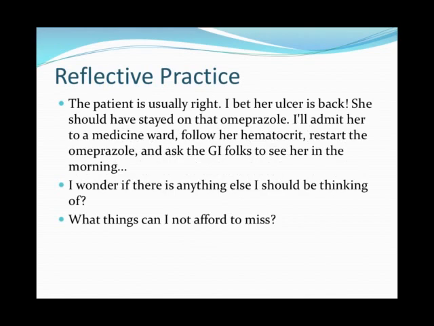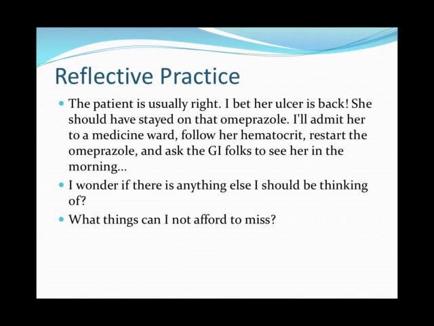So this is maybe the type of practice that I would love for us all to be doing. To say the patient is usually right, so that part's the same. I bet her ulcer is back. That's my number one diagnosis. And she should have stayed on her omeprazole, her PPI, or proton pump inhibitor, that's going to prevent an ulcer from getting worse. So I'll admit her to a medicine ward, follow her hematocrit, restart the omeprazole, and ask the GI folks to see her in the morning.